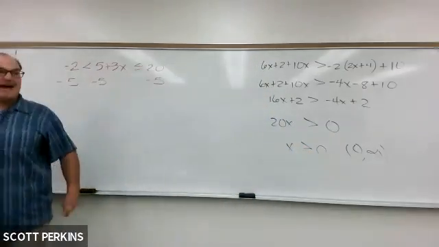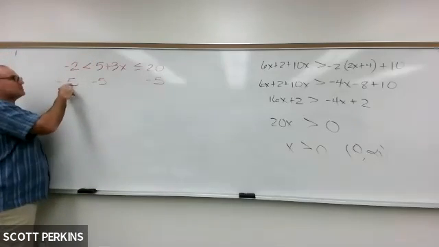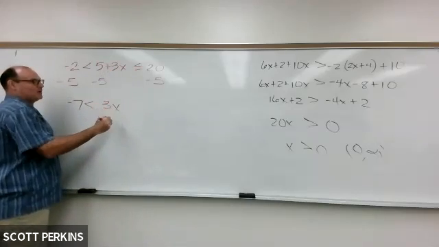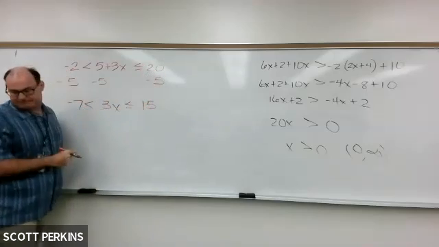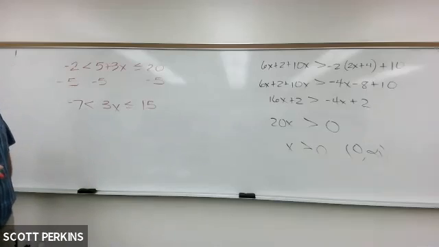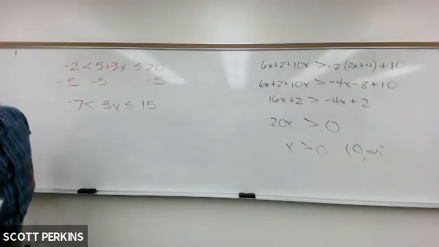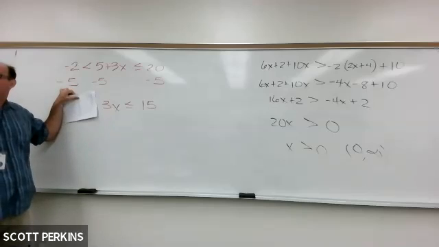So if you can remember that, solving this inequality is no different than solving any of the others. So -2, -5, that's -7. And I've got 3x in the middle. And then 20 minus 5 is 15. So far, so good?